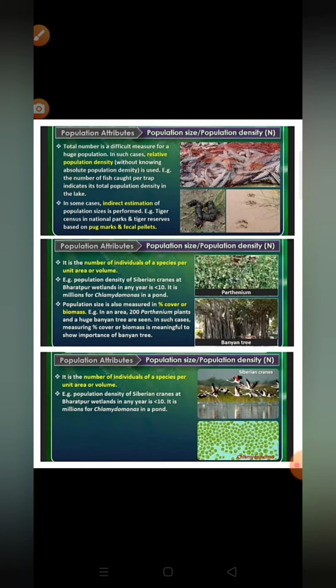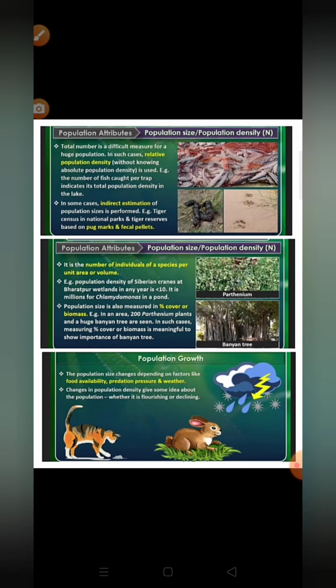And the population density of the Siberian cranes in Bharatpur wetlands in any year is less than 10, while it is in millions for Chlamydomonas in a pond. So in that way, the Siberian crane number or the population density is determined.